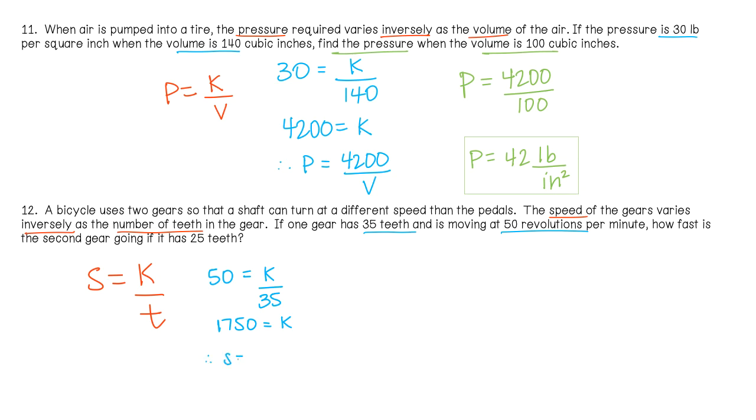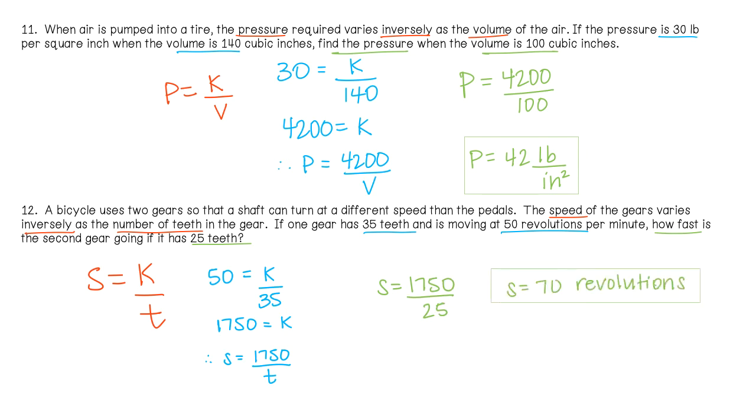I want to plug that back into the original formula so that I know what I'm going to use in my next step to finally answer the question, how fast are we going if it's got 25 teeth? Well, let's plug in 25 and get my answer of 70 revolutions per minute.